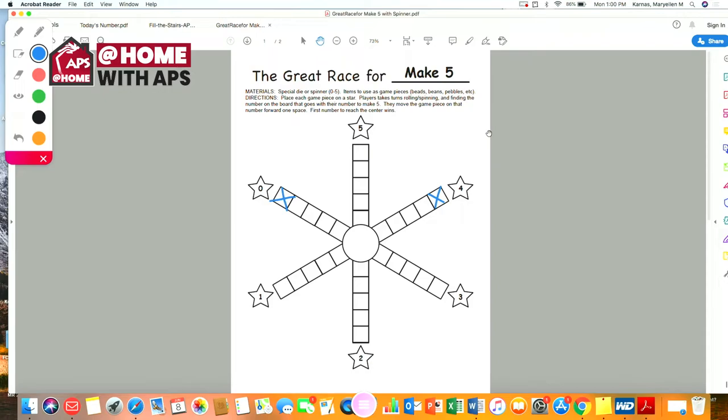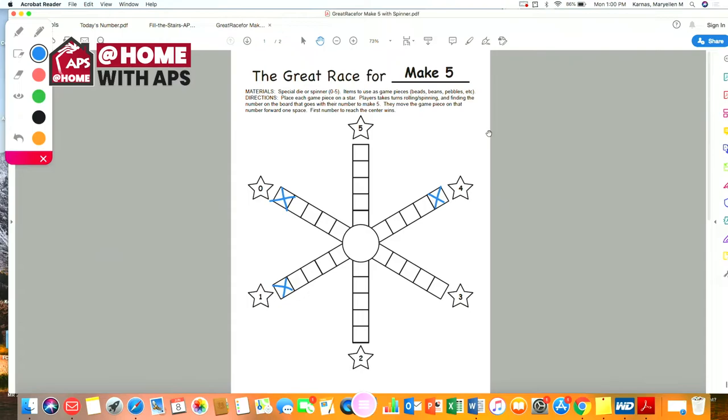Okay, so far we've only got 4 and 0 in the game. Let's see. But this time I rolled a 4. So what can go with 4 to make 5? If you look at my fingers, it's pretty easy to see, right? I need 1 more. So now 1 is in the game too, the race to make 5.